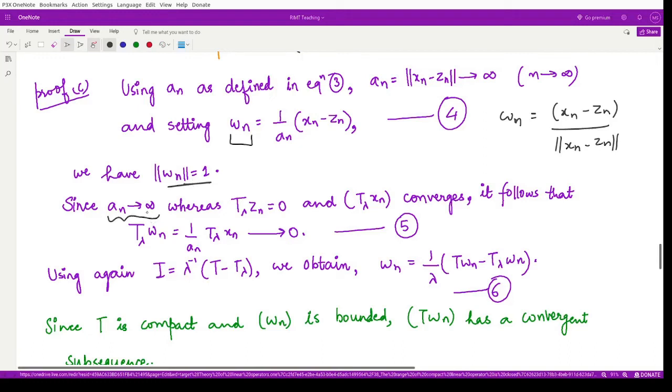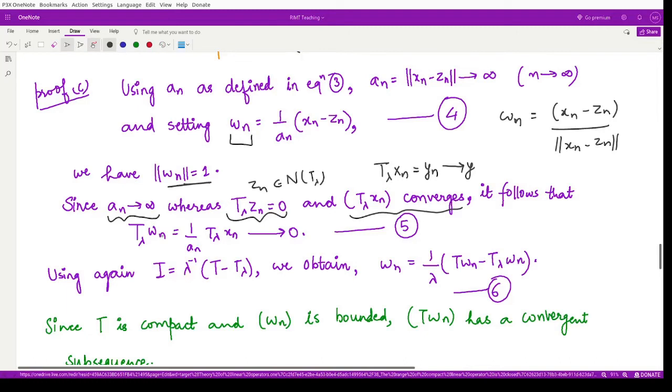Now because an tends to infinity and we know that T lambda of zn is 0. Why? Because all of the zn were members of the null space of T lambda, and T lambda of xn converges. We already know this from equation 1: T lambda of xn was yn, and this yn converges to y. So it follows that T lambda of wn.